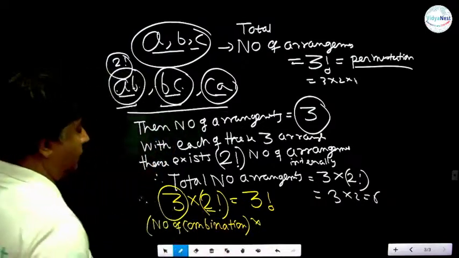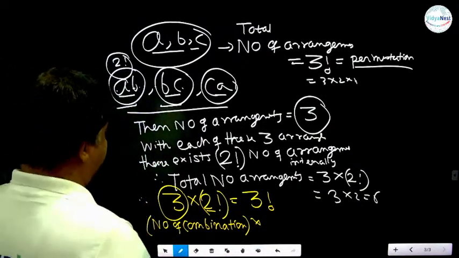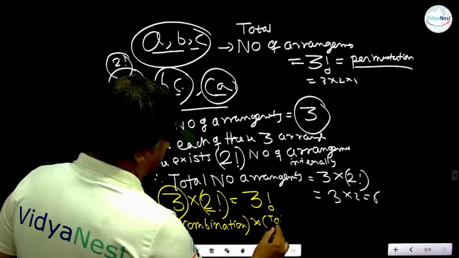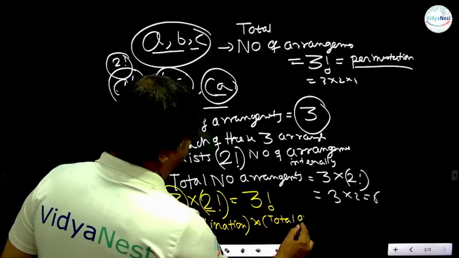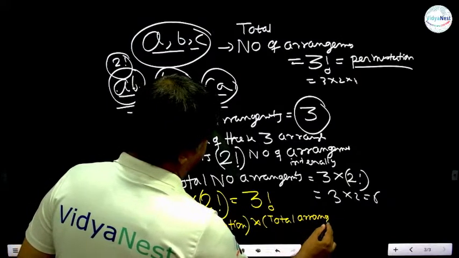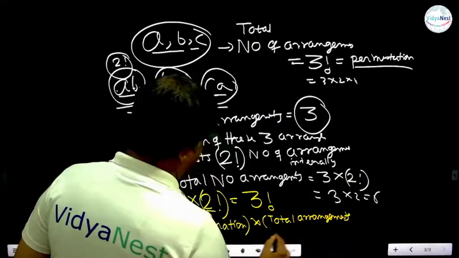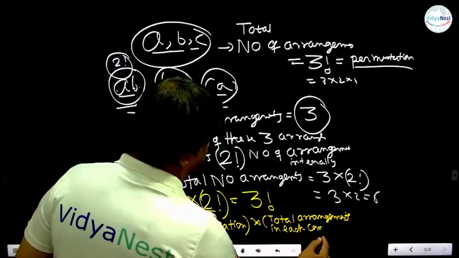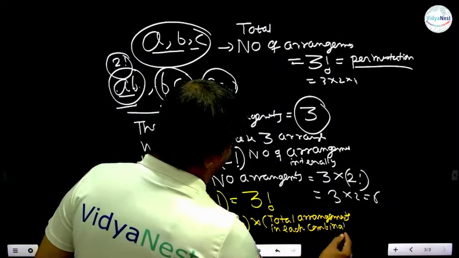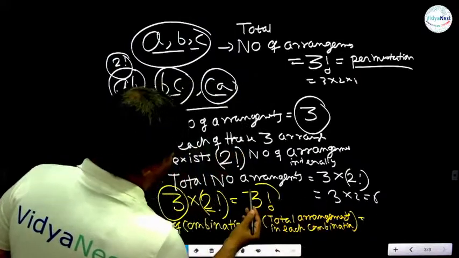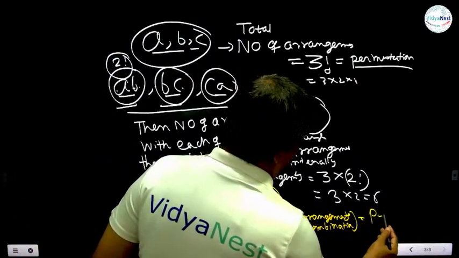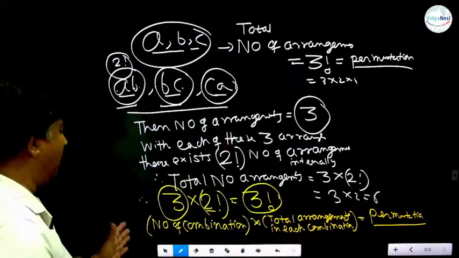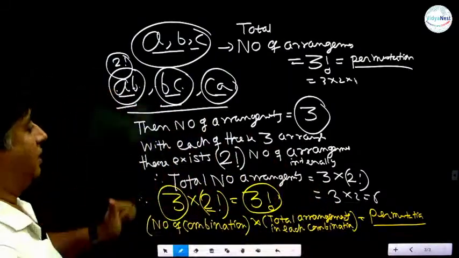Factorial 2 means total arrangements in each combination, and factorial 3 means permutation. So we have got a relation between combination and permutation.